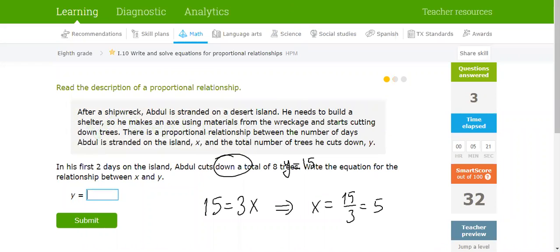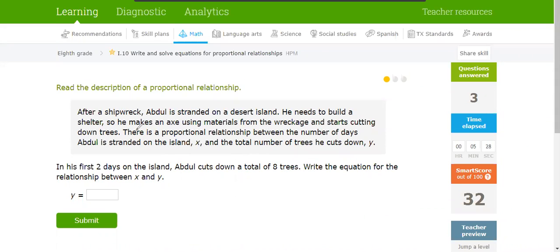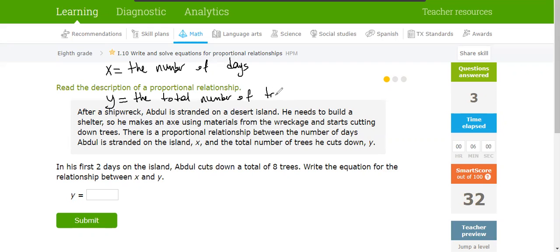Okay, so now let's look at this example. There's a proportional relationship between, let me write X here. X is the number of days Abdul is stranded on the island. So the number of days. And I'll write Y here. What is Y? The total number of trees he cuts down.